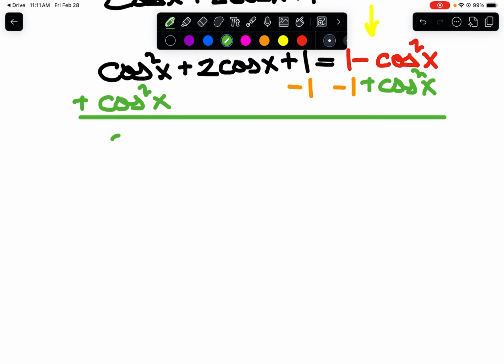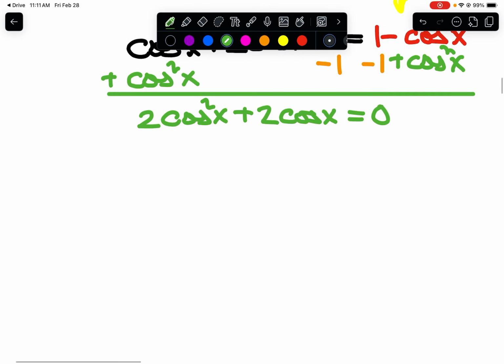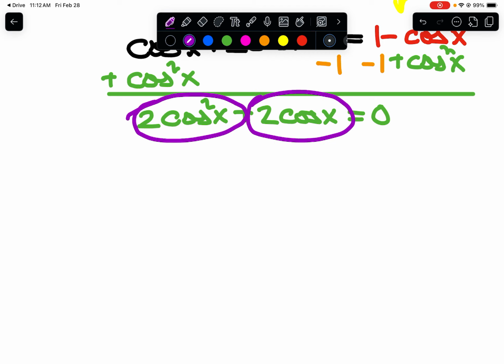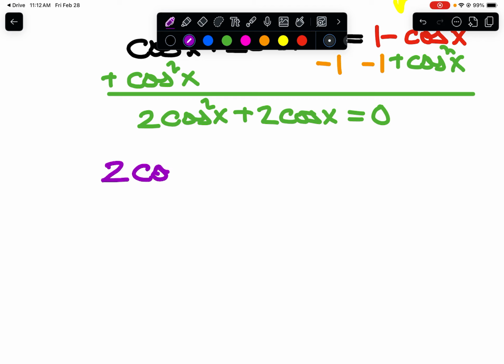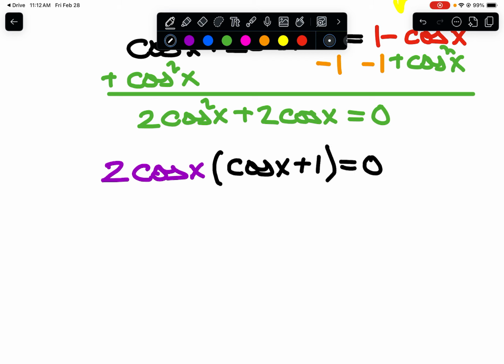So this is going to give me 2 cosine squared x plus 2 cosine x, and that's going to give me 0. When you get to this point, now you're going to look for a greatest common factor. So if you look at both of your individual terms here, they both have a 2 cosine x, so that's what I'm going to factor out. So 2 cosine x, and then when I take that out, what that leaves me with is going to be cosine x plus 1, and then set that equal to 0.